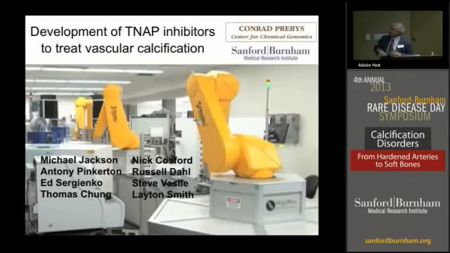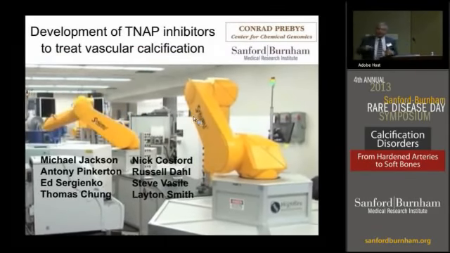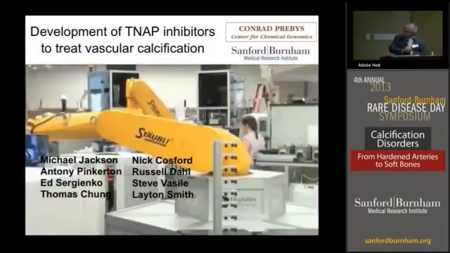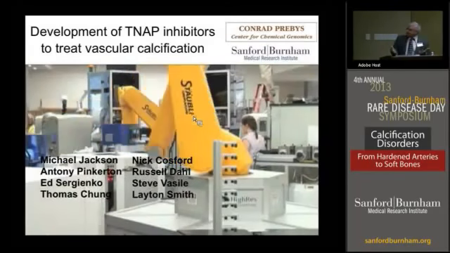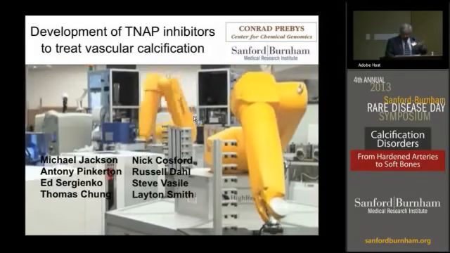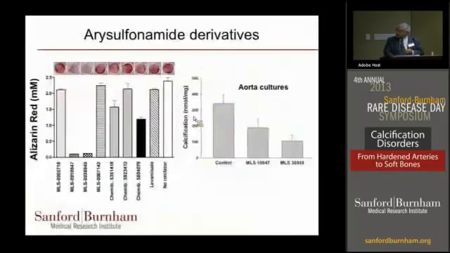So this is where our team of chemists at the Sanford-Burnham have come into play. They have been wonderful, helping us identify hits and turning them into pharmacologically drug-like compounds. And we did a screen about 3-4 years ago. We identified some aryl sulfonamide derivatives that were good at inhibiting calcification of vascular smooth muscle cells in culture. They also were good at diminishing the calcium load of aortas ex vivo.